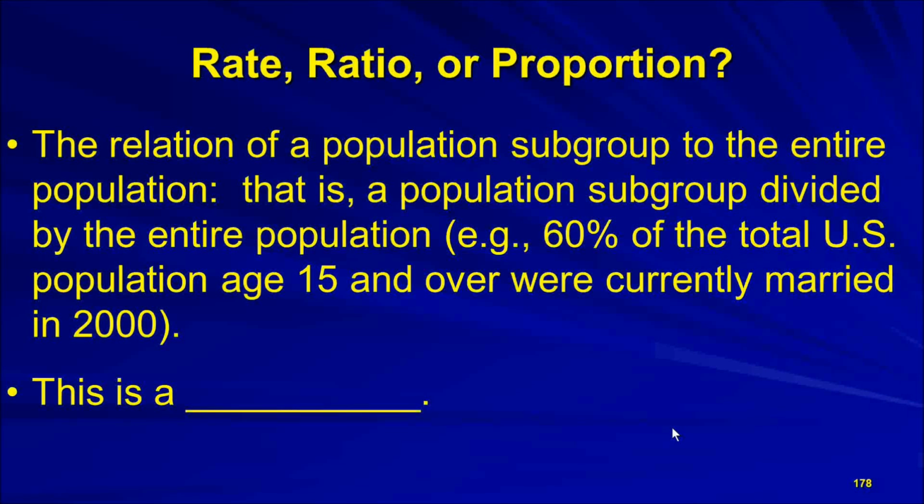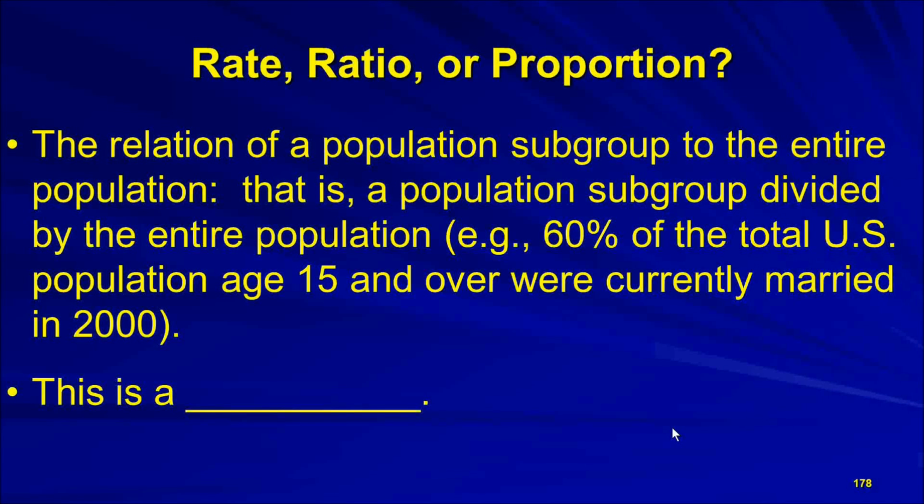A proportion is the relation of a population subgroup to the entire population. That is, a population subgroup divided by the entire population. For example, 60% of the total U.S. population age 15 and over were currently married in 2000. Okay, now what is this and why? First off, we've got some indicators when we read it. It says 60% of the total U.S. population age 15 and over were currently married in 2000.